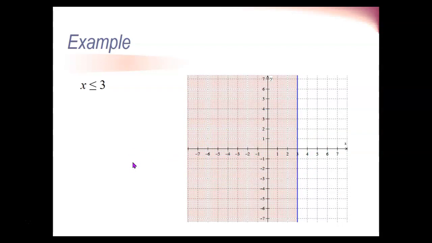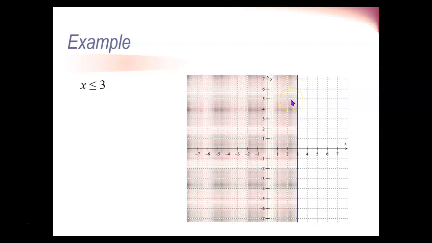x is less than or equal to 3. The line where x equals 3 is this vertical line. Remember, when you just have x equal to a constant like 3, you get a line that just goes straight up and down, and all the points on that line have their x coordinate equal to 3.